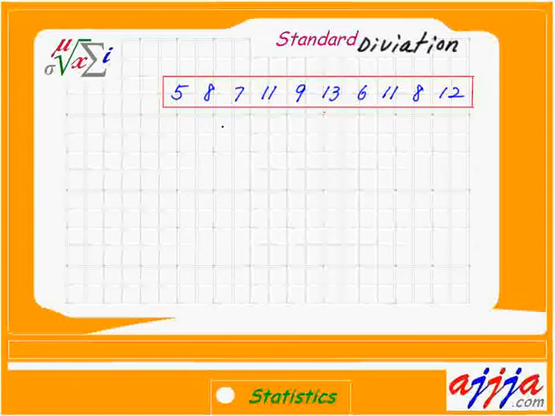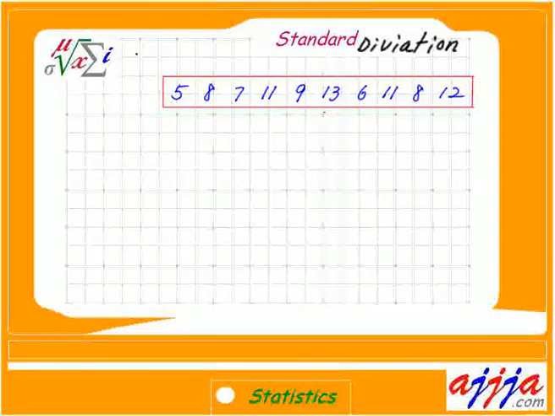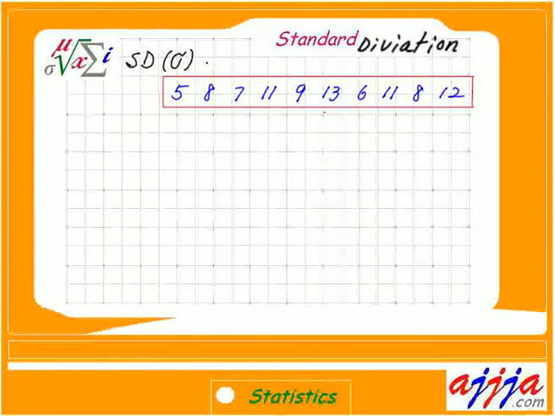Okay, one more sample question right here. Let's find out the SD, which is standard deviation. For that, we need the mean first, right? Okay, let's do it. So which is x-bar, the line on the top, which is the mean, right?